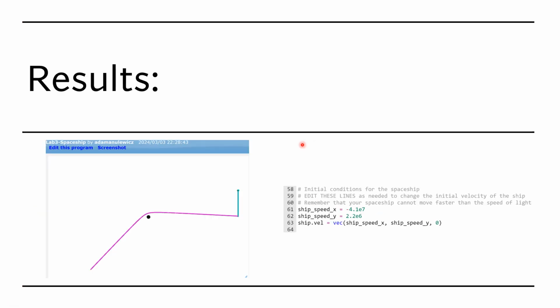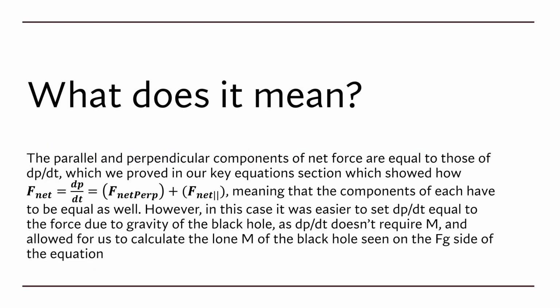Our results were that in order to both not crash into the planet, whose orbit is seen in blue, as well as escape the black hole, which is the dot, we can follow the path of our spaceship, as seen in purple, and we get that our initial ship speed in the x direction needs to be negative 4.1 times 10 to the 7th meters per second. Our initial ship speed in the y direction needs to be 2.2 times 10 to the 6 meters per second, and this will allow us to escape the black hole and not crash into the planet.